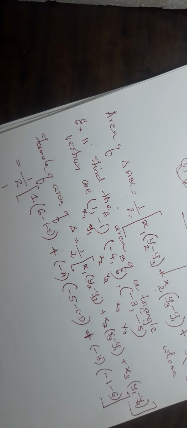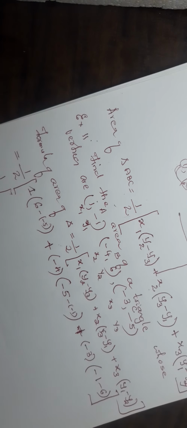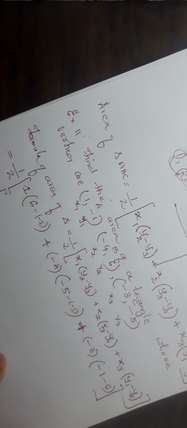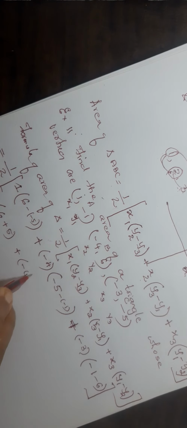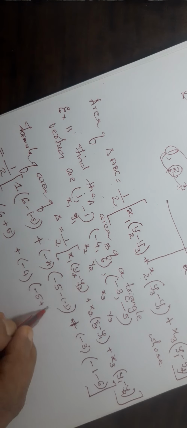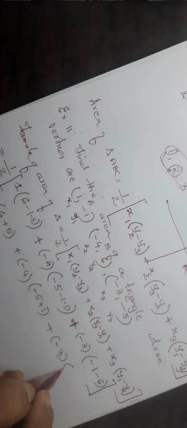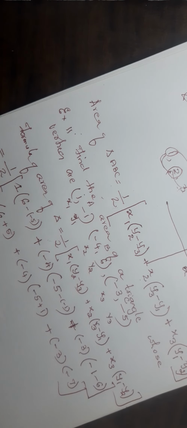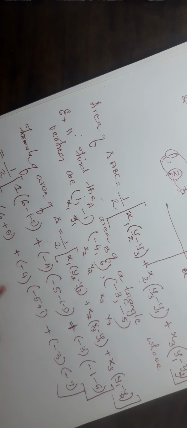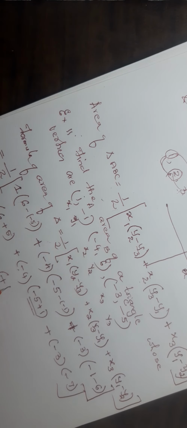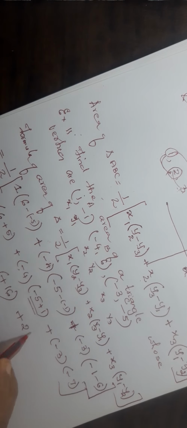Okay. Now half. Let me see the timings because I had to explain all those things. So time is 11 minutes. Okay. 1 bracket 6 plus 5 plus minus 4 minus 5 plus 1 plus of minus 3 into minus 7. Okay. Now half bracket 1 into 11 plus of this is minus 4 into minus 4 it is plus 16 and plus 21.